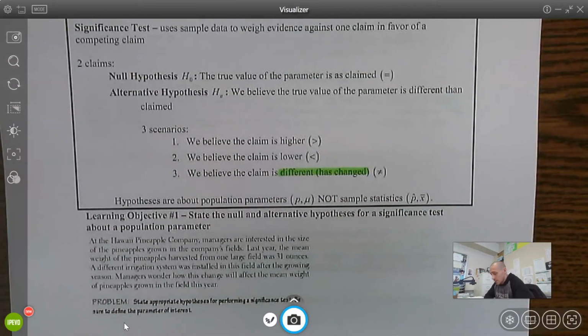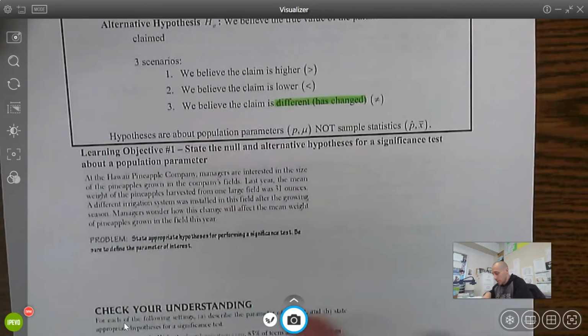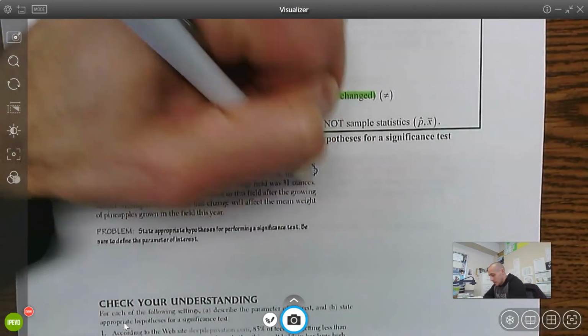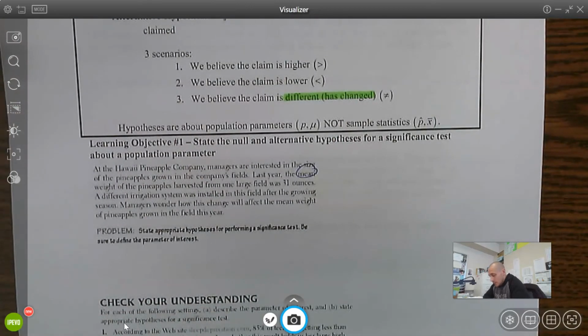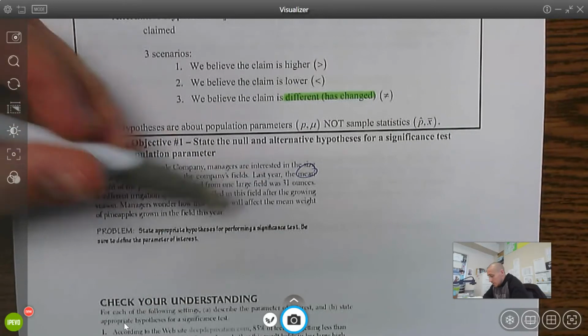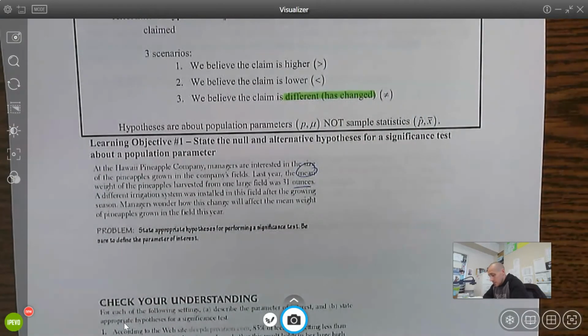All right, so learning target number 1, state the null and alternative hypothesis for a significance test about a population parameter. So here we go. At the Hawaii Pineapple Company, managers are interested in the size of the pineapples grown in the fields. Last year, the mean weight, okay, that tells me it's quantitative means, from one large field was 31 ounces. Again, I see units. This is means.